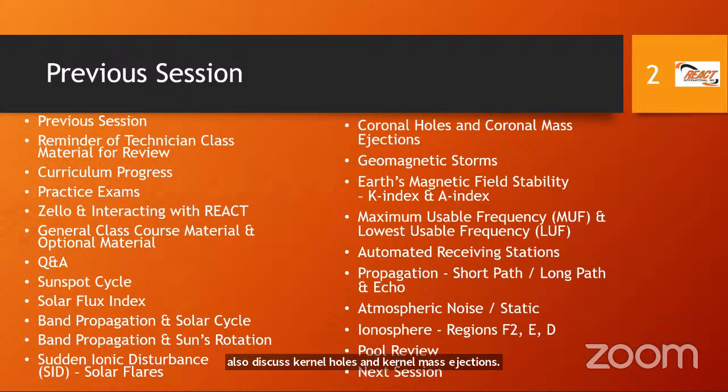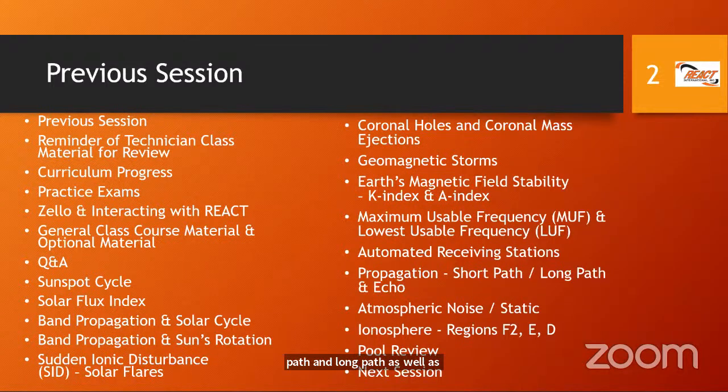Then we discussed what geomagnetic storms are. Then we talked about the K index and A index. Then we also discussed maximum usable frequency, or MUF, and lowest usable frequency, or LUF. Then we talked a bit about automated receiving stations. Then we discussed propagation as it relates to short path and long path, as well as echo.